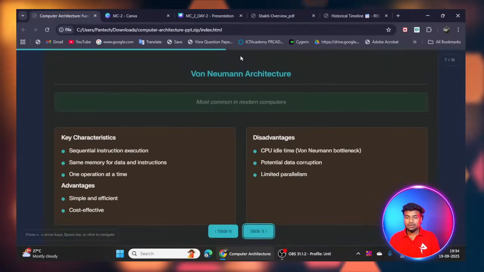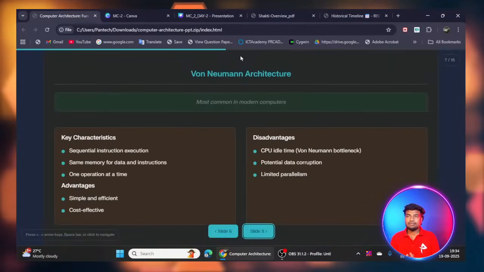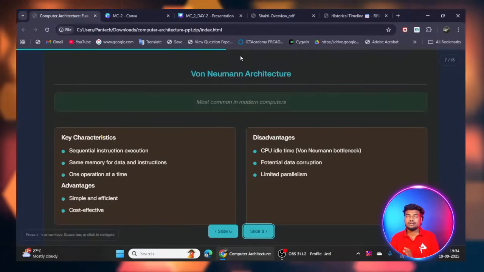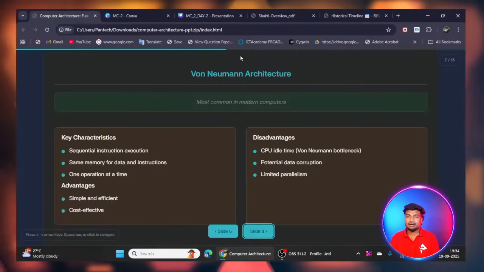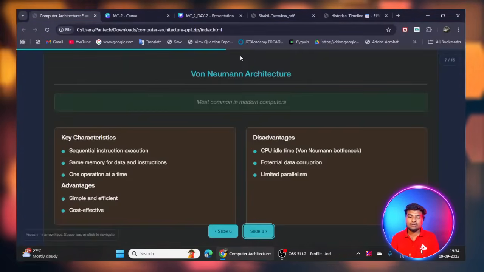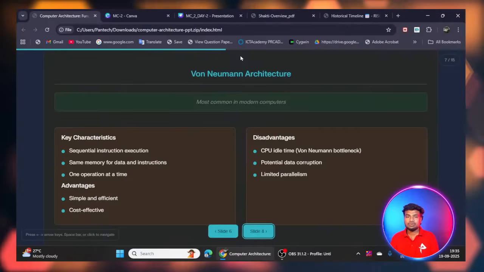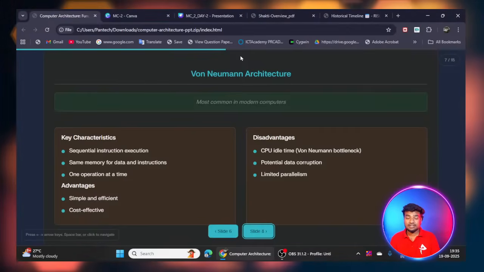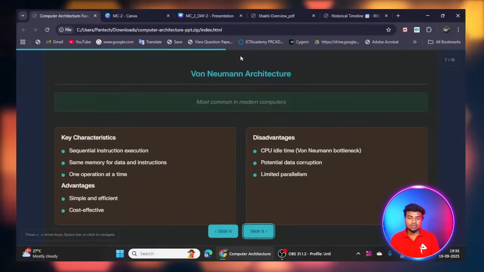In the 1960s or 70s, I think, humans first introduced the von Neumann architecture. This is one computer architecture, which was first introduced by von Neumann.